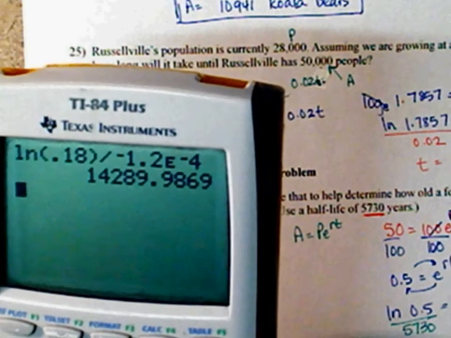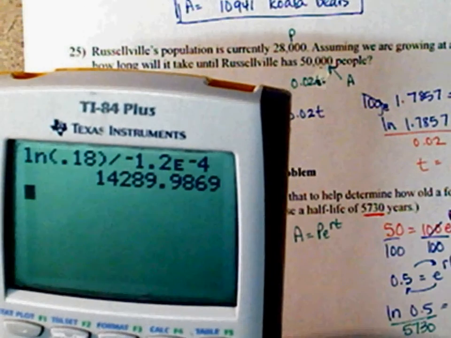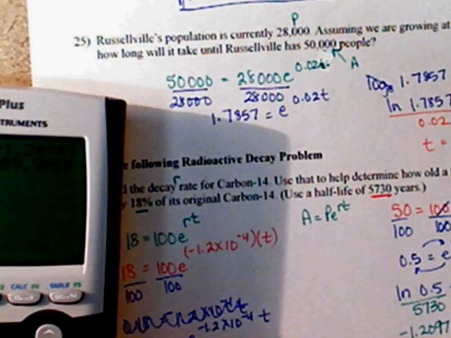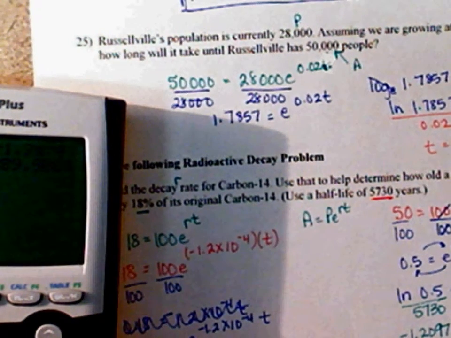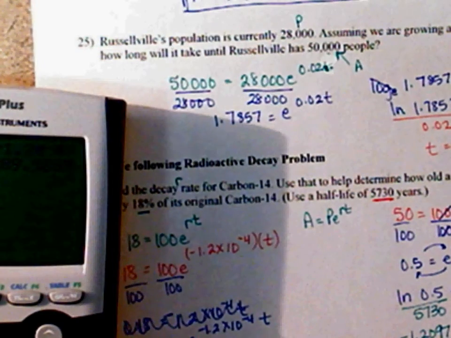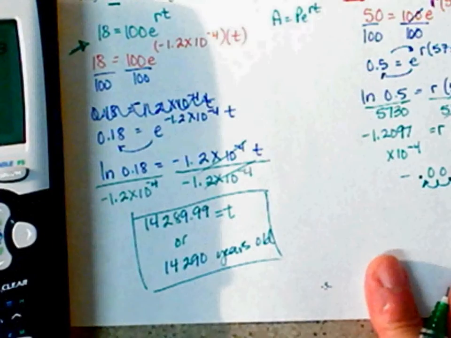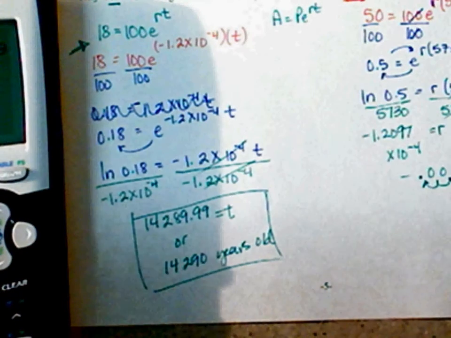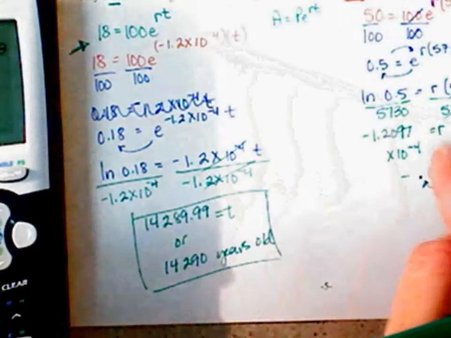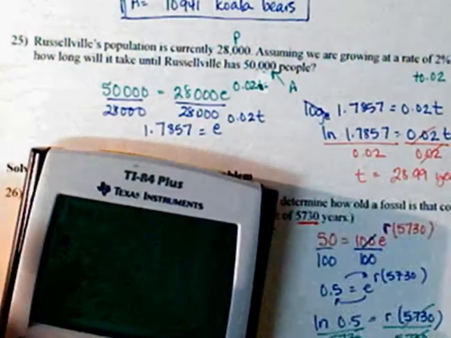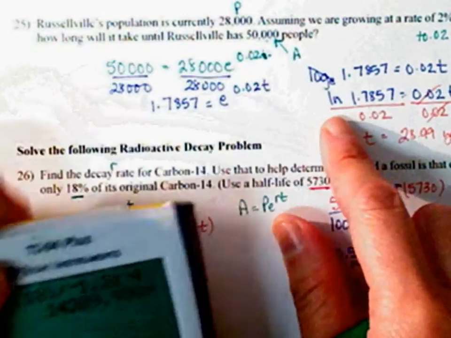So, how old is that fossil? 14,289.99. Okay, you can round it to the year, or you can put 0.99. All right, so that fossil is 14,289.99, or you can say 14,290 years old. Right there. Okay. Well, good luck, guys. There'll be a radioactive decay problem on there. Remember, you have to go find the R first by using what you know and going on to the other one, okay?